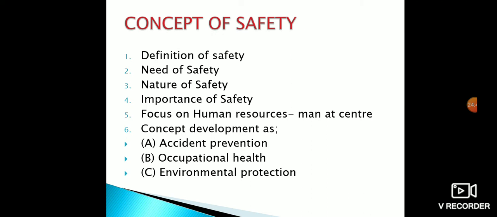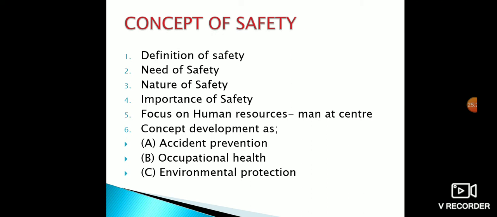In this topic we will discuss different points like definition of safety. So we will start with its definition. We are having many different definitions of safety. We can define it in various ways. Then we will discuss about need of safety, means what is the need of safety at workplace, at home, or when the human or men go. The need of safety we will discuss in detail.